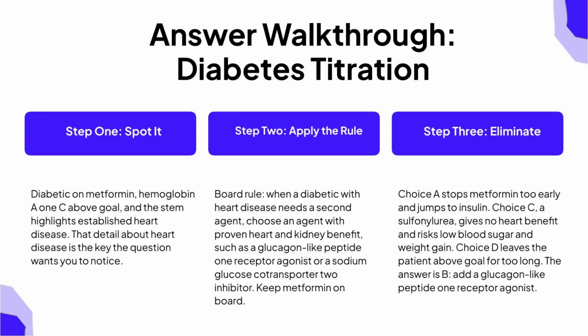When a diabetic with heart disease needs a second agent, choose one with proven heart and kidney benefit, such as a glucagon-like peptide 1 receptor agonist or a sodium glucose cotransporter 2 inhibitor, and keep metformin on board. Step 3. Eliminate the wrong answers. Stopping metformin and jumping to insulin is too aggressive here. A sulfonylurea gives no heart benefit and risks low blood sugar and weight gain. Continuing metformin alone leaves the patient above goal for too long. The correct answer is to add a glucagon-like peptide 1 receptor agonist.